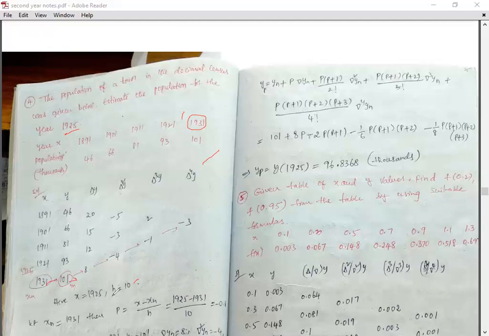So our second step is to find the p value. p is given by (x minus xn) by h. x is 1925, xn is 1931, h is 10. By simplifying this, we get minus 0.1. In the difference table, we have up to the fourth difference. So we need to consider Newton's backward formula up to the fourth difference.